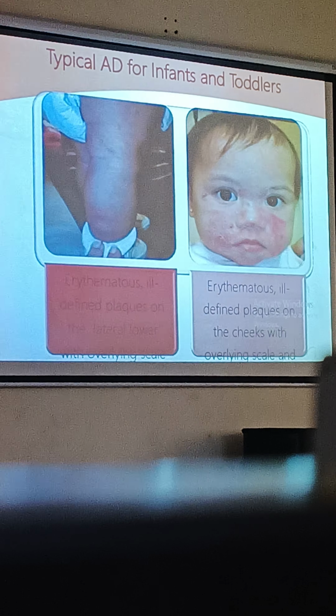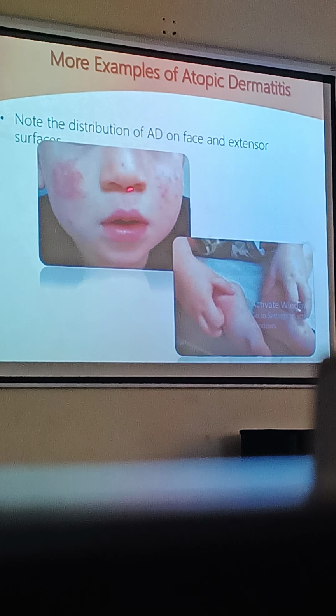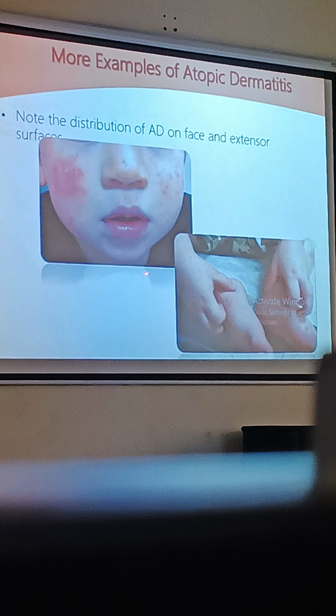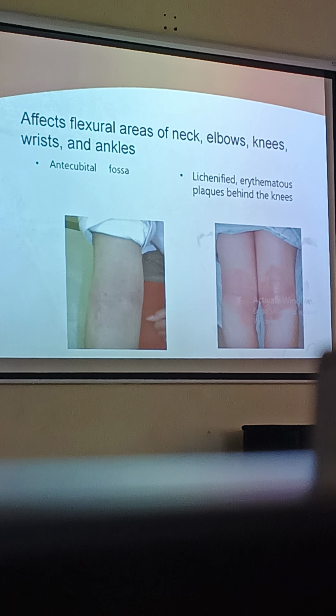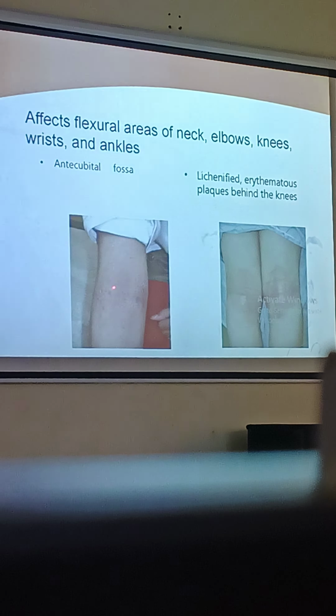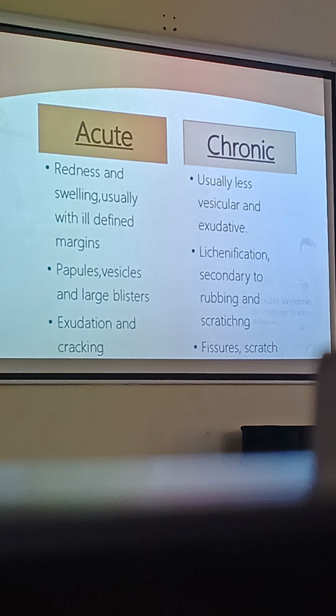Here we can see. See, in this picture, mainly the cheeks are involved and perioral area is relatively spared. Okay. Here the antecubital fossa and popliteal fossas are involved. That is the flexural areas.